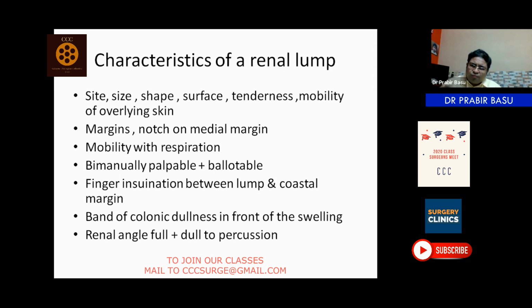You have to look for the notch. Even if you don't feel the notch, just write that I can't feel the notch on the medial margin. Mobility with respiration, very important, being an infradiaphragmatic organ, and bimanually palpable and ballotable. Now, this is very important to say when you palpate for ballotability and bimanual palpation. It is said, that's very important.